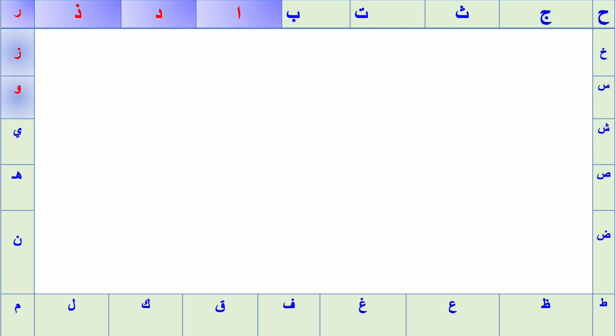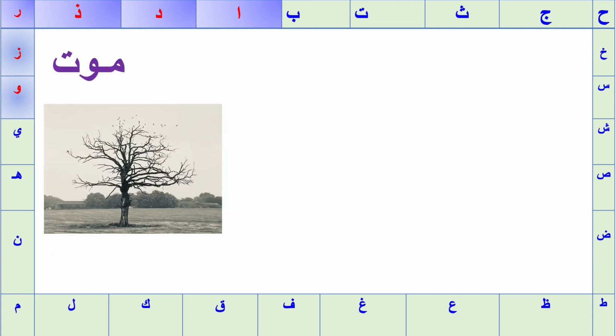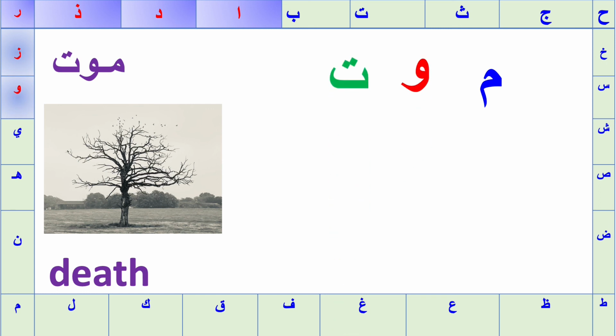Here is another example where the final ta appears very similar to the individualized shape. The example we have is the word maut, which stands for death in English. Individualized letters are al-mim, m, al-waw, wa, al-ta, ta: maut. Well, then we will see how they connect.